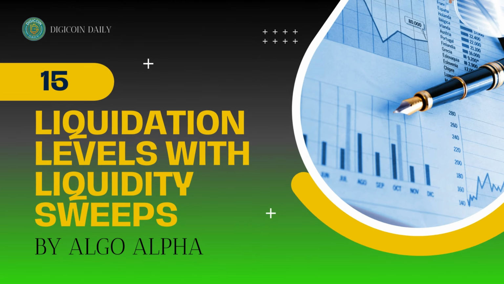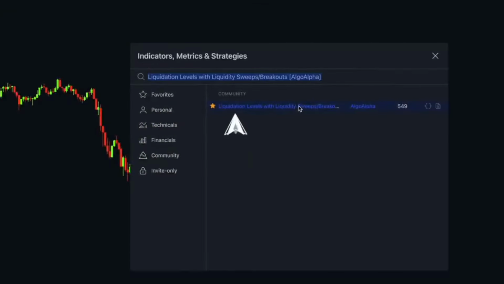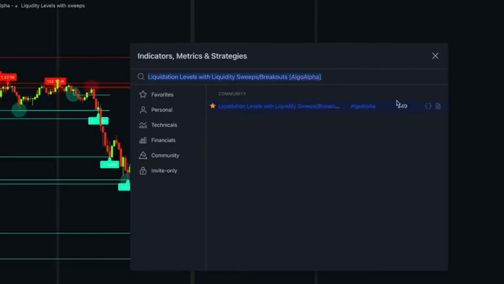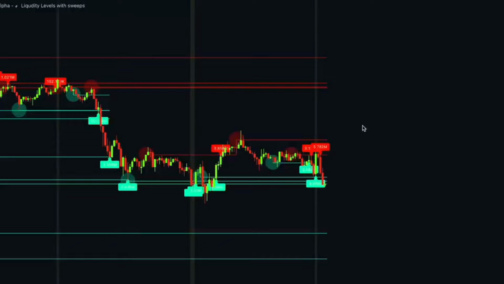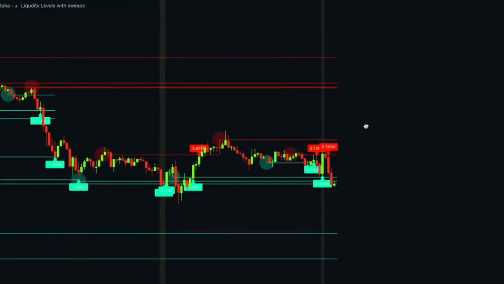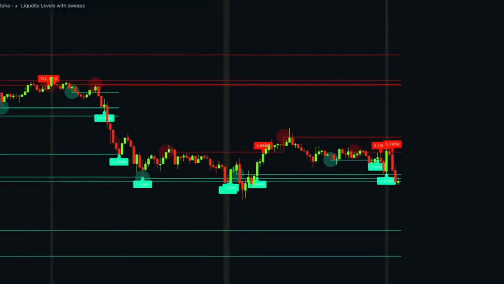Next up is the Liquidity Levels with Liquidity Sweeps by Algo Alpha. The heart of this indicator lies in its ability to track and highlight liquidity levels derived from swing pivots and sweeps across multiple time frames. By calculating relative volume against a user-defined threshold, it identifies strong volume movements typical of liquidity breakouts.